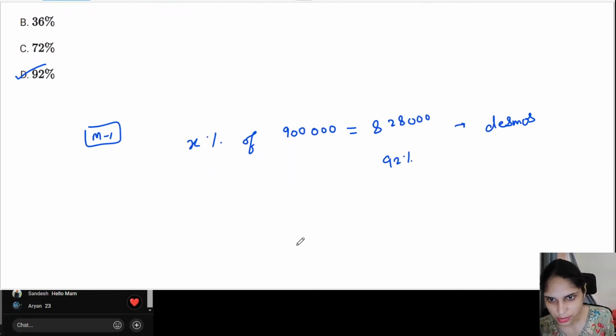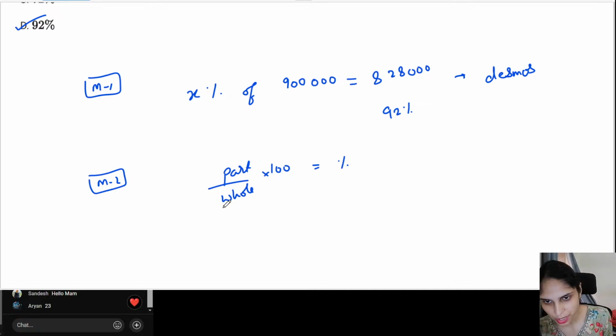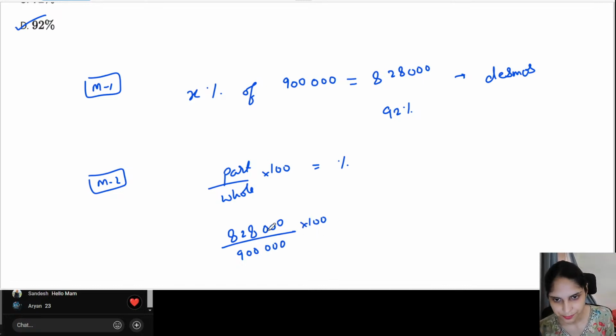The second method is to find the percentage: it is always part over whole times 100. So you have to find the percentage. Part is 828,000 divided by 900,000 times 100. You will get your answer. You just have to do 828 divided by 9. That's going to be 92%.